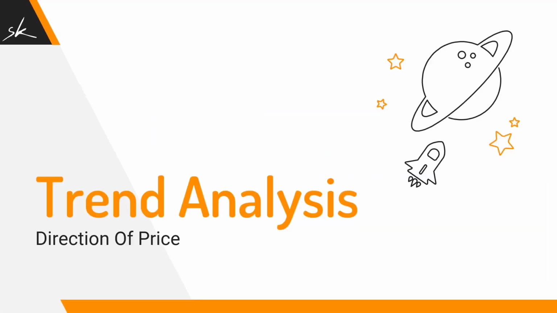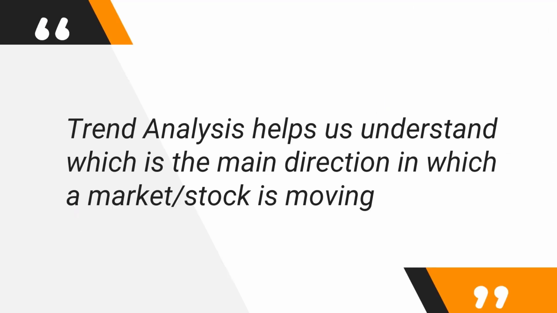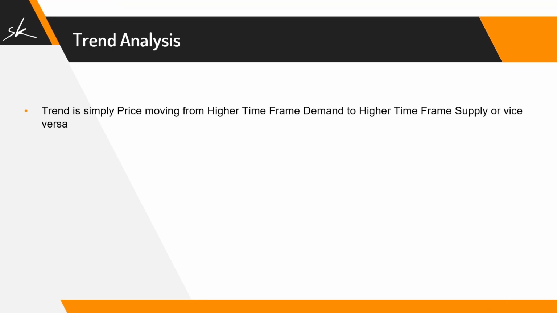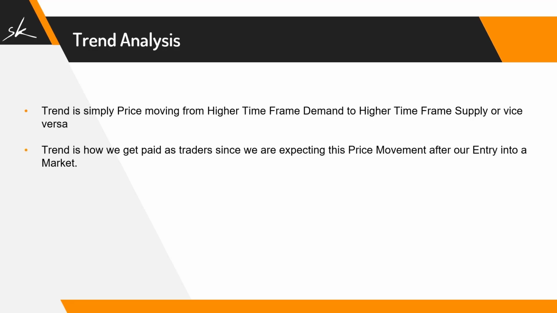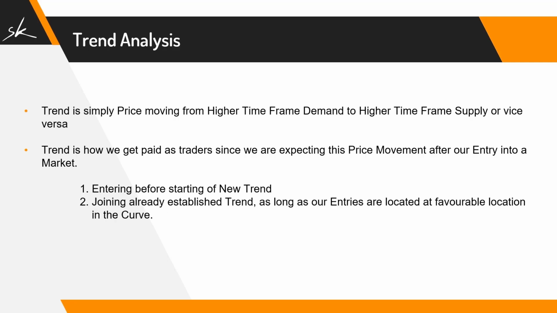Trend. Trend is the direction in which prices are moving. Trend analysis helps us understand which is the main direction in which the market or the script is moving. Trend is simply price moving from higher time frame demand to higher time frame supply or vice versa. Trend is how we get paid as a trader, since we are expecting the price to move after our entry into the market. This can be done in 2 different ways. 1. Entering before the starting of a new trend, and 2. Joining an already established trend as long as our entries are located at favorable locations on the curve.